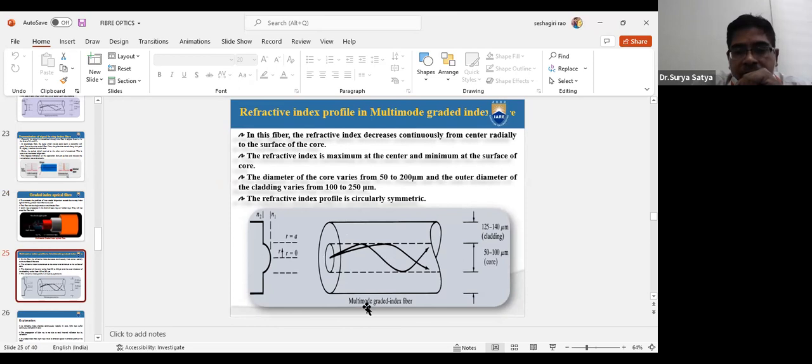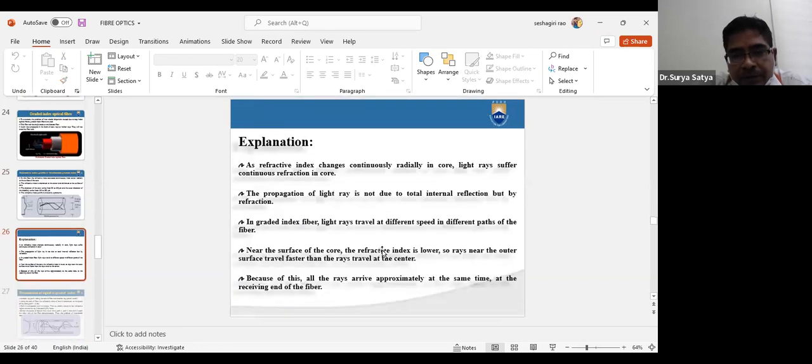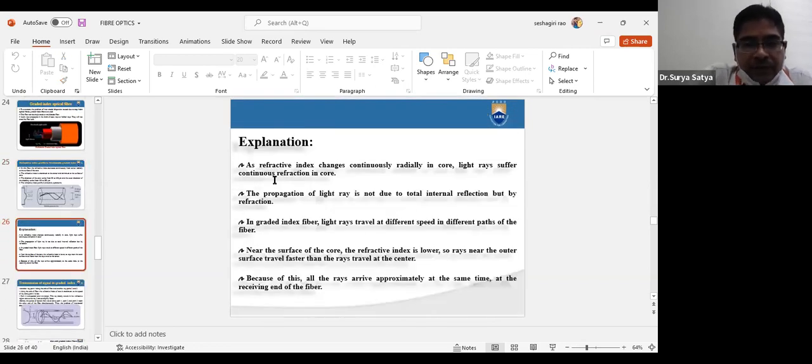As we see in the multimode graded index fiber, the core diameter is approximately 50 to 100 micrometers, and the cladding is approximately 125 to 140 micrometers. As the refractive index changes continuously and radially in the core, light rays suffer continuous refraction in the core. So the propagation of light rays is not due to internal reflection, but by refraction. In graded index fiber, light rays travel at different speeds in different parts of the fiber. Near the surface of the core, the refractive index is lower, so rays near the outer surface travel much faster than the rays at the center.